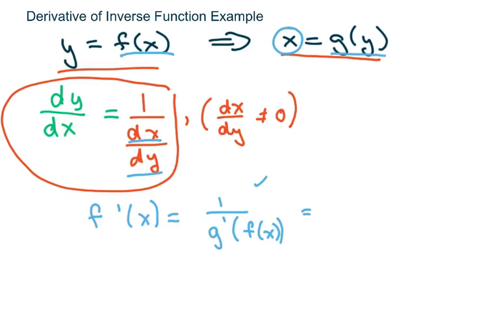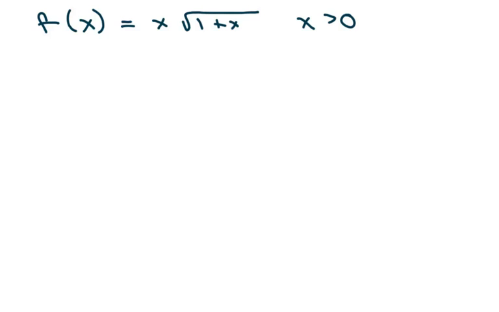Okay, so we know that f of x equals y. So I'm just going to rewrite this as of y. So basically, that is your formula when you're taking the derivative. So let's do an example of it. We're going to take f of x. We're going to find the derivative of the inverse of this function. So this is x times the square root of 1 plus x, and x must be positive. So it can't be negative 1.